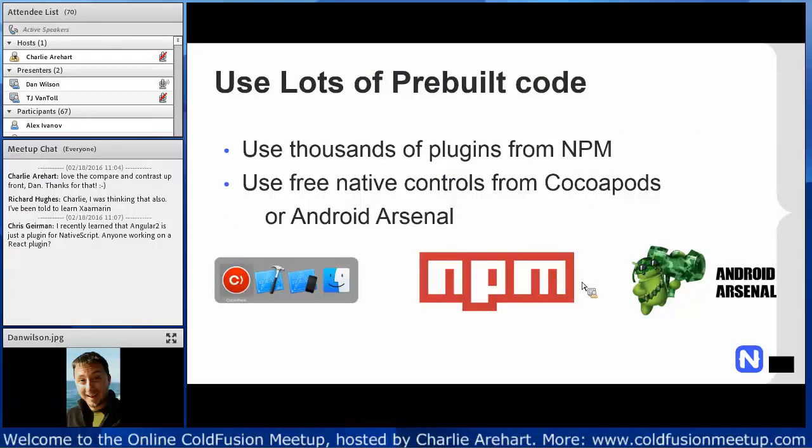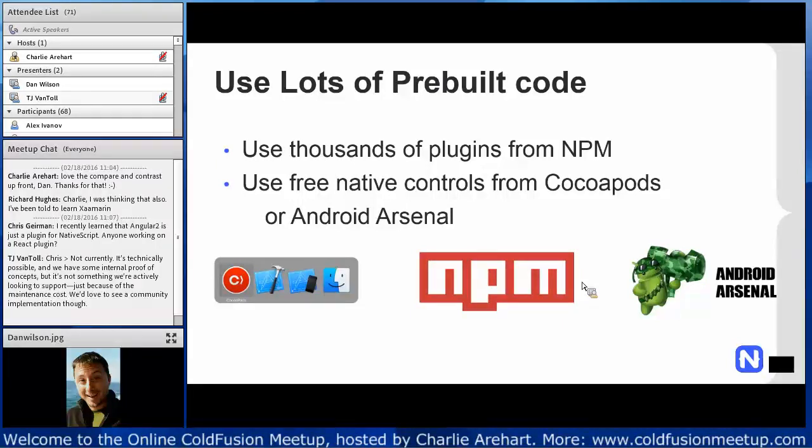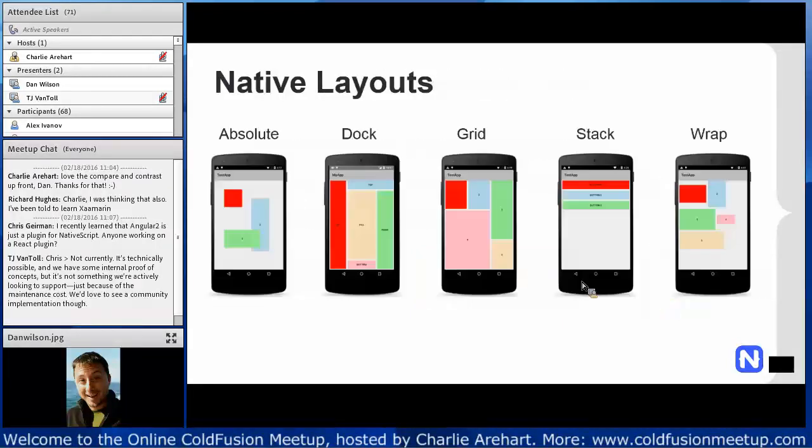Speaking of easy to write applications, you can take advantage of lots of pre-built code. There are thousands of plugins on NPM, node modules that you can use today. You can also use native controls from CocoaPods or Android Arsenal or a number of other sources in your applications today. So you can take advantage of a rich ecosystem, even native components, while still using just JavaScript. And I think that's actually pretty great. This is my favorite part about NativeScript. This is what hooked me.